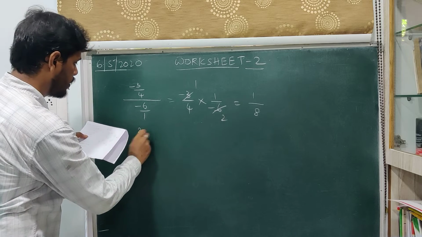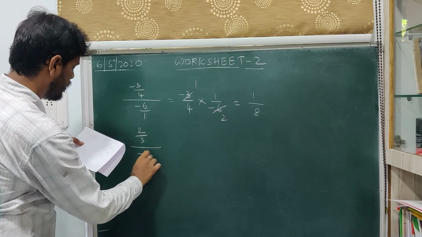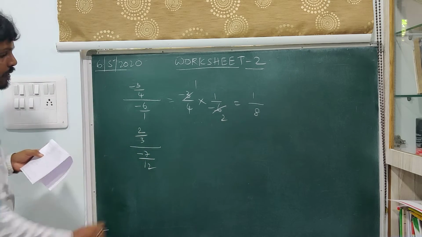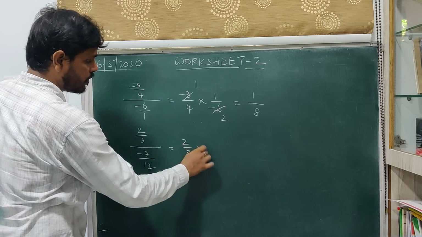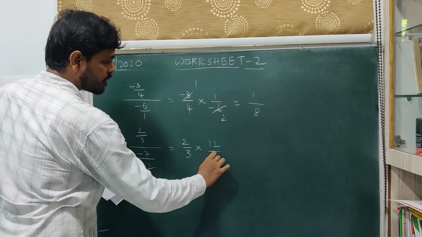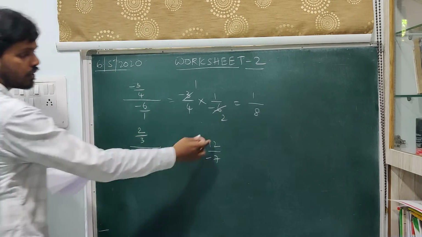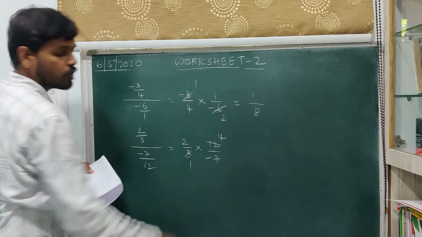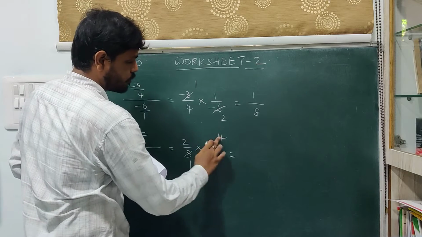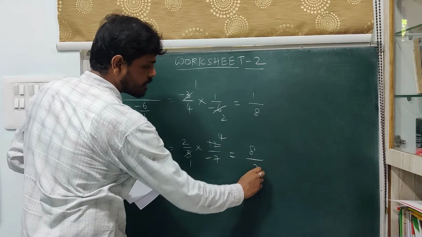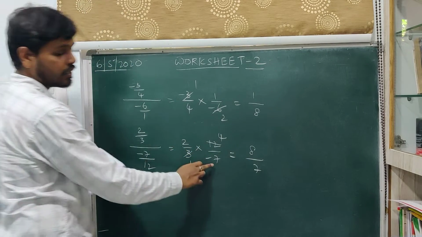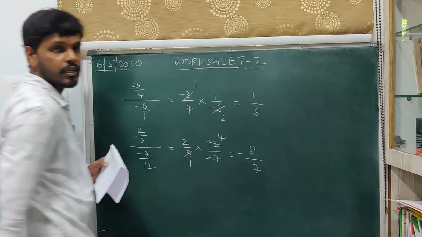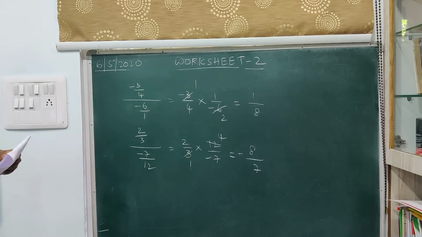Next. 2 by 3 divided by minus 7 by 12. So again this is 2 by 3 into 12 by minus 7. So here 12 and 3 go in a single table. 3 1s are 3, 3 4s are 12, and 4 2s are 8. 1 7 is 7. This is a positive number, this is a negative number, different signs, so we will arrive at a negative number. So minus 8 by 7.